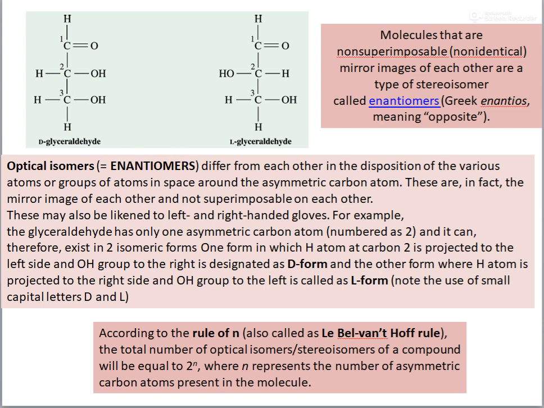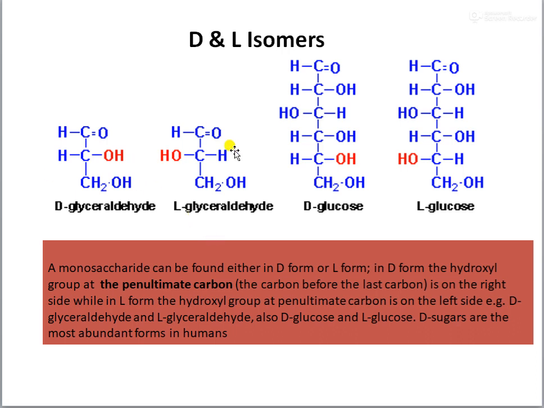Now let's take the next example, glucose. In glucose, you have more than one asymmetric carbon atom. In such a case, the D and L form is notated based upon the hydroxyl group attached to the penultimate carbon.